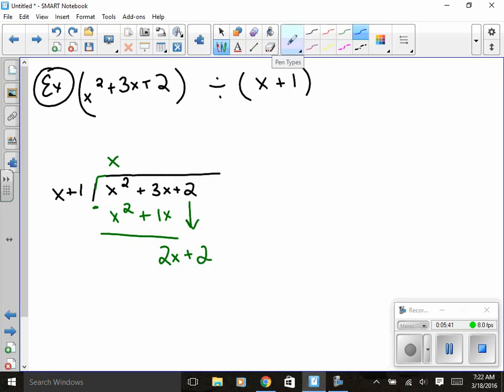So now I know that I have to get 2x somehow. And it's going to be with this next term being distributed to the x plus 1.